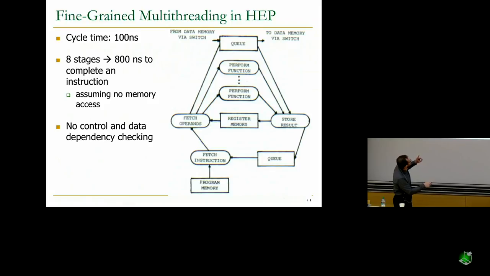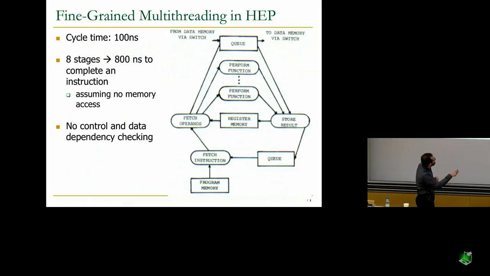Not this one, sorry. You fetch the instruction, you fetch the operands. This is not that queue. There's another queue over here that's not shown. You fetch the operands, you perform the function, you store the result, and you go back to the queue to be fetched again. So threads are waiting over here to be fetched. When you remove a thread from the queue, it moves over here and cannot be fetched until it finishes the instruction over here. So threads are just moving.